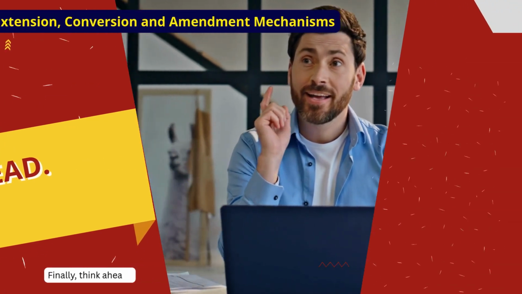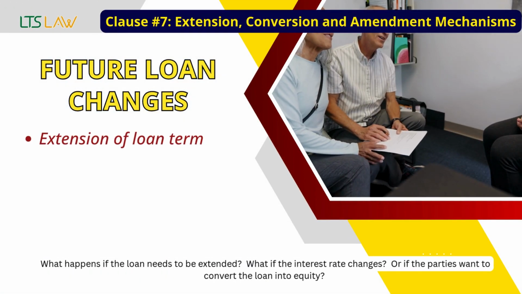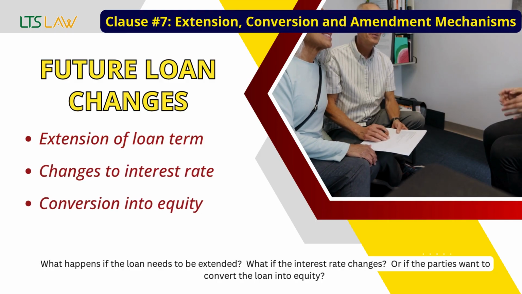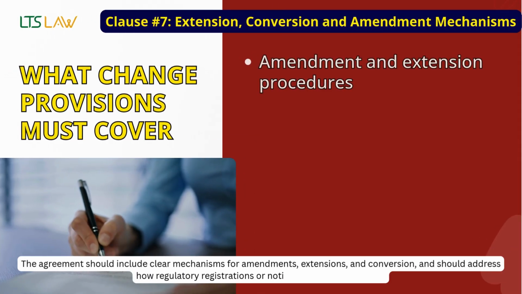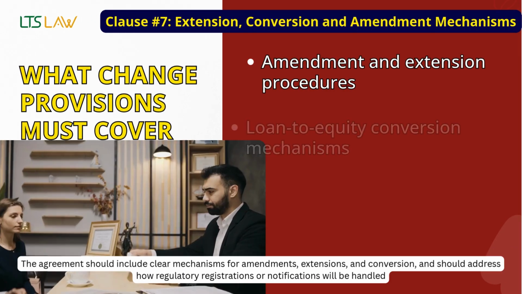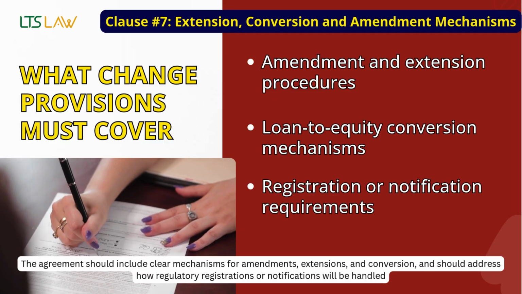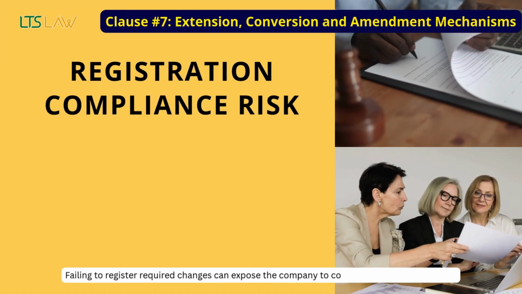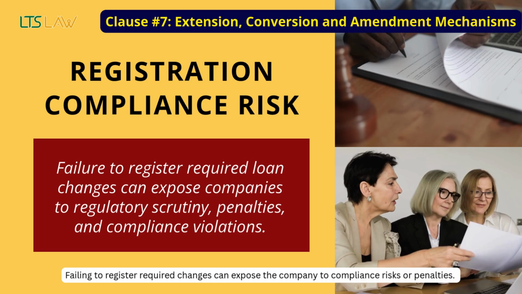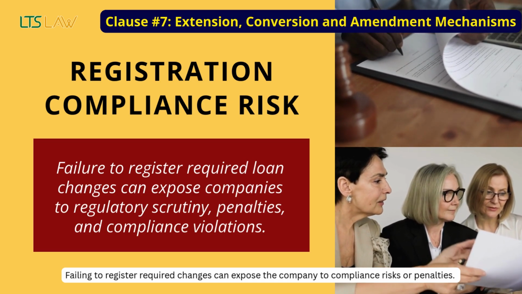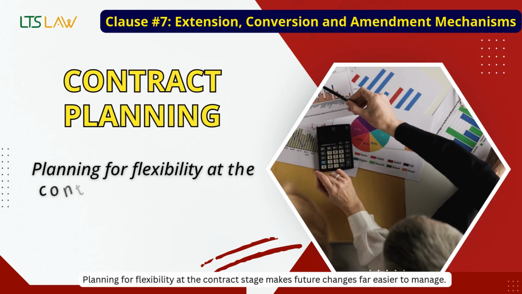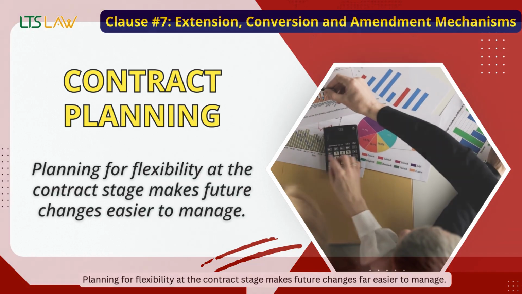Finally, think ahead. What happens if the loan needs to be extended? What if the interest rate changes? Or if the parties want to convert the loan into equity? The agreement should include clear mechanisms for amendments, extensions, and conversion, and should address how regulatory registrations or notifications will be handled. Failing to register required changes can expose the company to compliance risks or penalties. Planning for flexibility at the contract stage makes future changes far easier to manage.